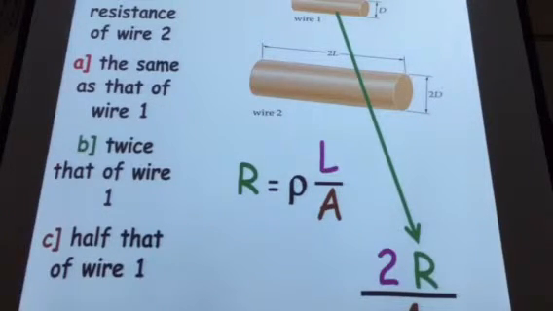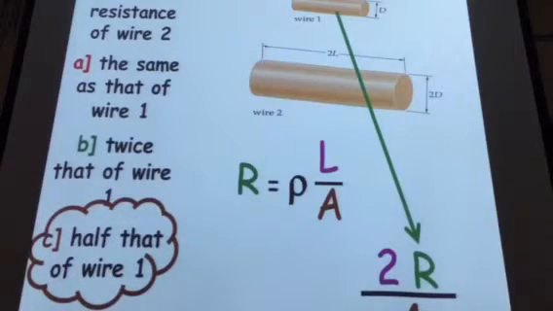Triple the radius, well, 3 times 3 is 9, so 9 times the area. 4 times the radius, you're going to get 16 times the area. Okay, so it looks like the right answer is which one? C.